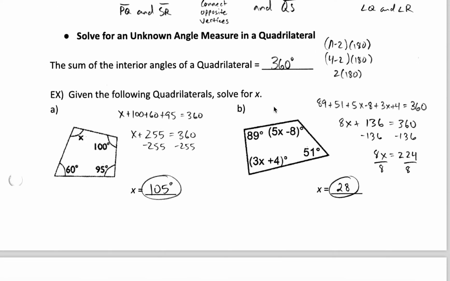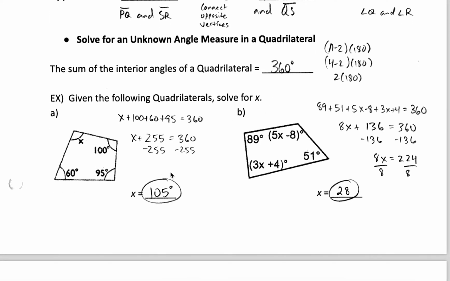Using that knowledge, we can solve for unknown measures in quadrilaterals as long as we're given at least 3 angle measures out of the 4, or if we're given some algebraic expressions to represent some angle measures. Like in this first example, we could set up an equation to solve for x because we know that all four angles are going to add up and equal 360. We could combine like terms and solve for x. And we find out that we have 105 degrees missing in that quadrilateral.